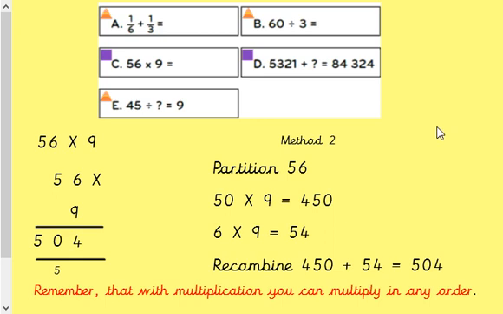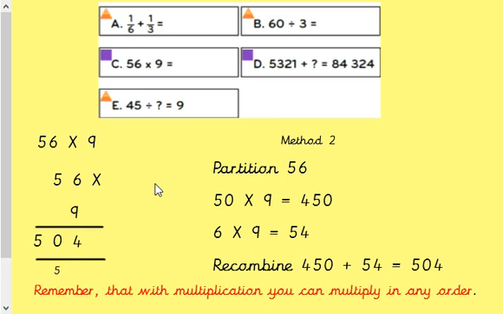Okay, first question we're going to look at this morning is one of the written method questions, 56 times 9. First thing I'm going to do is set up a short multiplication, standard method. Make sure my columns are lined up, and then I'm off and running. So 6 times 9 would be 54. I'm going to carry the 5 over into the tens column, and then 9 5s are 45, plus 5 is 50.